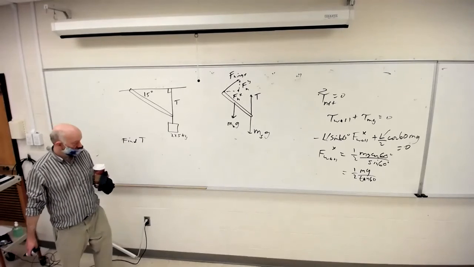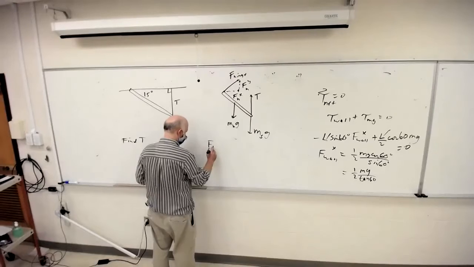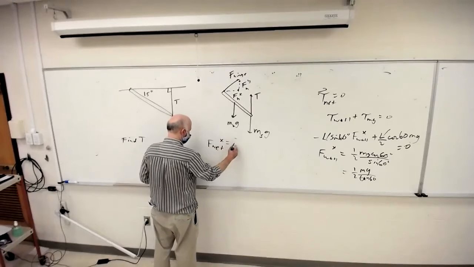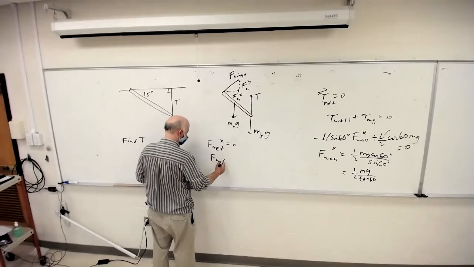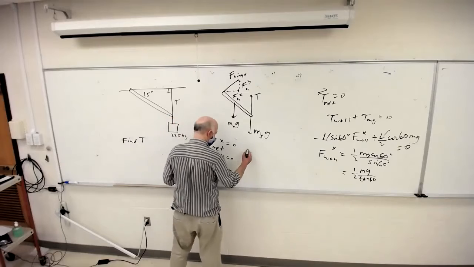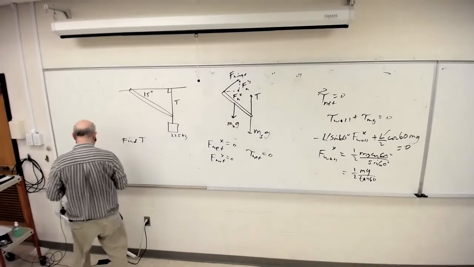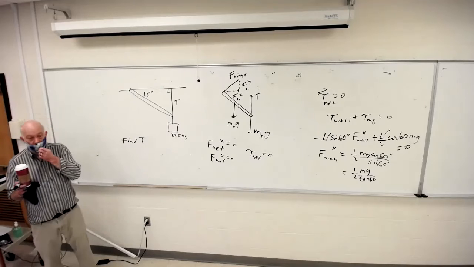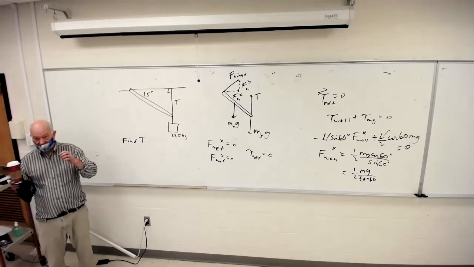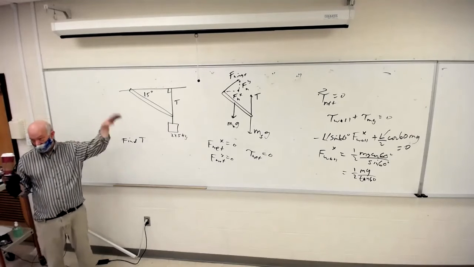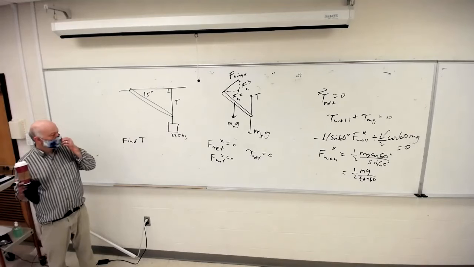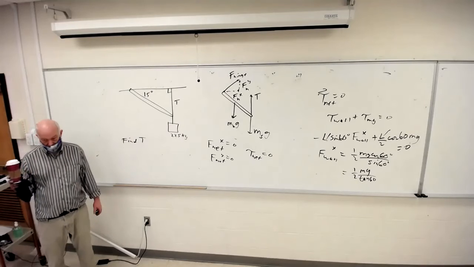F x net equals 0, F y net equals 0, or net torque equals 0. Why do you know this? Because it's not moving, that beam isn't moving. So this is static equilibrium. Okay, one of these is going to give us the answer immediately. Which one?